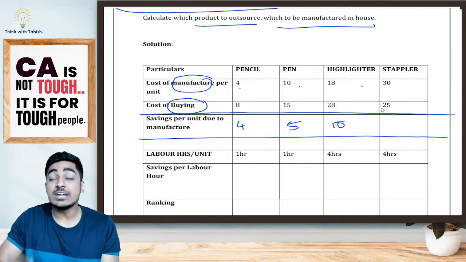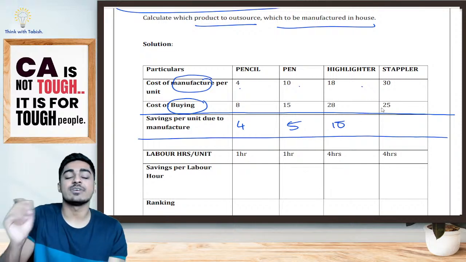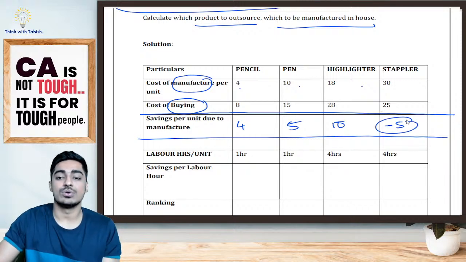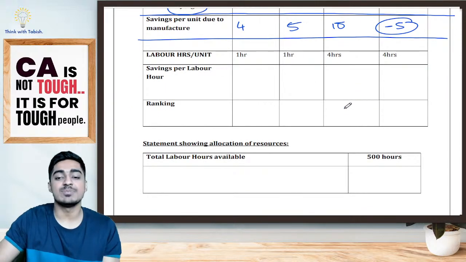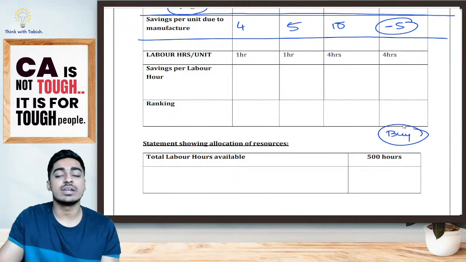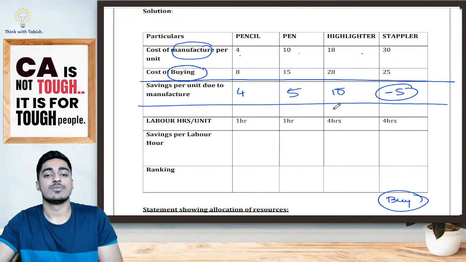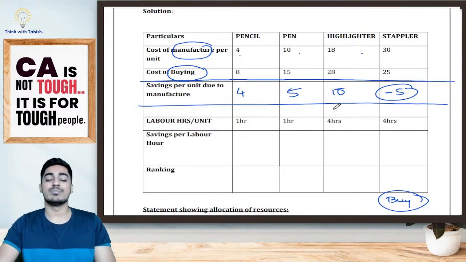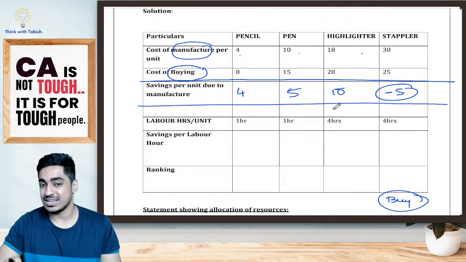Stapler, if I buy it from outside, it is available for 25. But if I manufacture it in-house, 30 rupees. Am I saving anything? No. For stapler, the decision is simple. For stapler, directly I'll say buy it from outside. Don't look at it at all. But for pen, pencil and highlighter, it is better to manufacture in-house. But I need to see if resources are available.